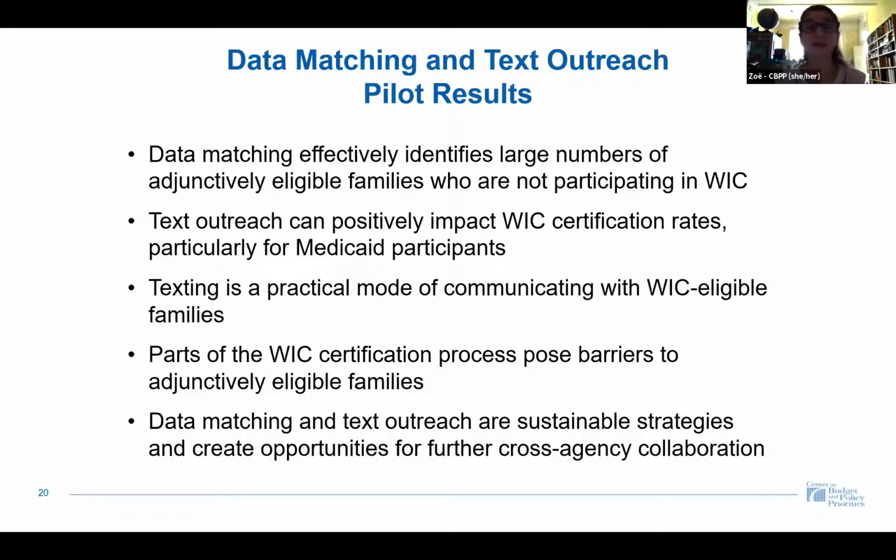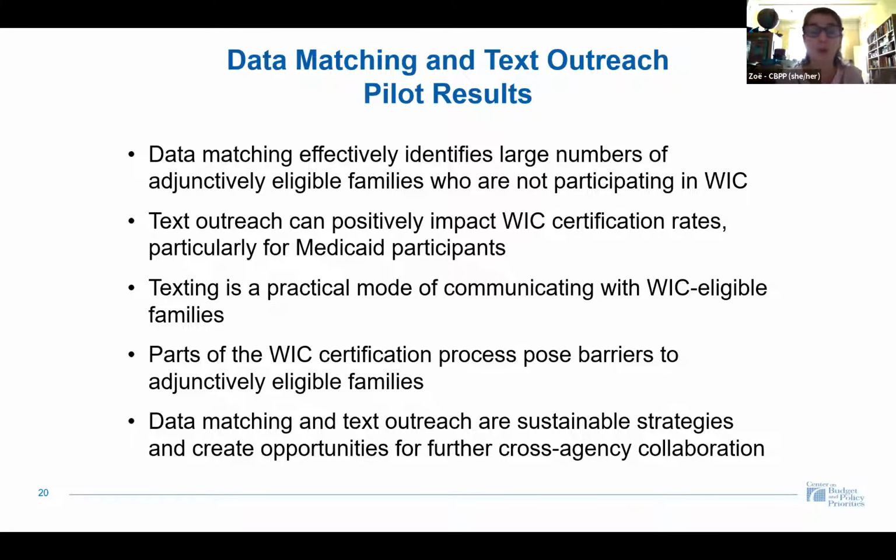So the first is that data matching does effectively identify very large numbers of adjunctively eligible families who are not participating in WIC. Across the pilot states, we found that of the WIC eligible Medicaid and SNAP participants, anywhere from 44 to 63% were not enrolled in WIC. We also found that the text-based outreach approach is promising with regard to increasing their enrollment in WIC. In each state, we were able to keep a control group. So we were able to compare the group that got text to a group that didn't and look at their enrollment rates.